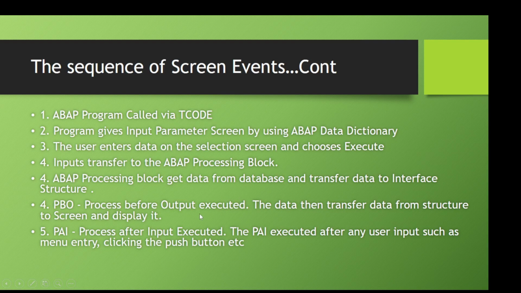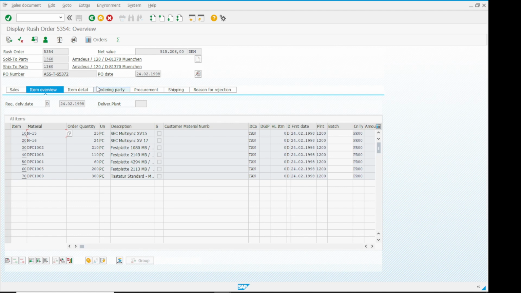It's called process before output. In this step, the data is executed, then transferred from the structure to the screen and displayed. So after getting data from the database, it's transferred from the structure to the screen and displayed. In this manner, we saw all the information of a particular sales order in another screen, as we saw in this type of screen. So this screen is another screen, and the first screen is also another screen.